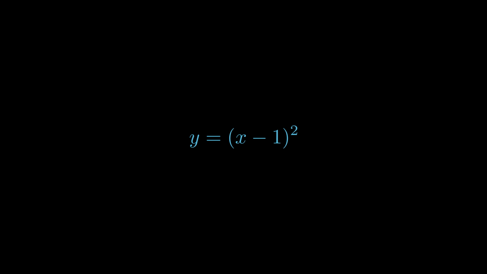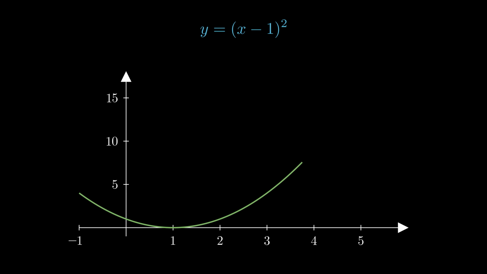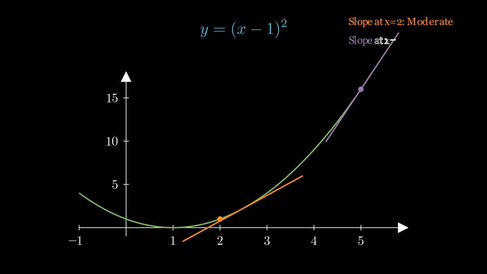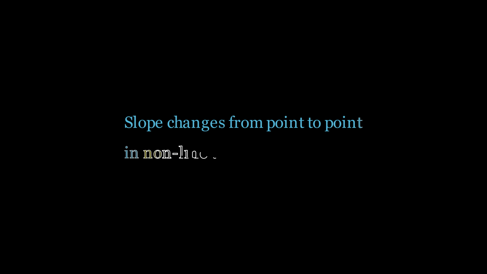To understand how nonlinear functions behave, let's analyze the quadratic function y equals (x minus 1) squared. At x equals 2, the curve is rising at a moderate incline. At x equals 5, notice how the steepness has increased significantly compared to x equals 2. At x equals 1, the curve is perfectly horizontal, there is no slope. One has to understand, slope varies at each point in nonlinear functions.